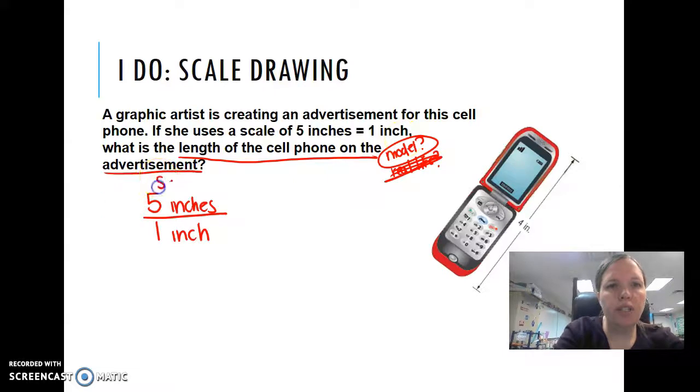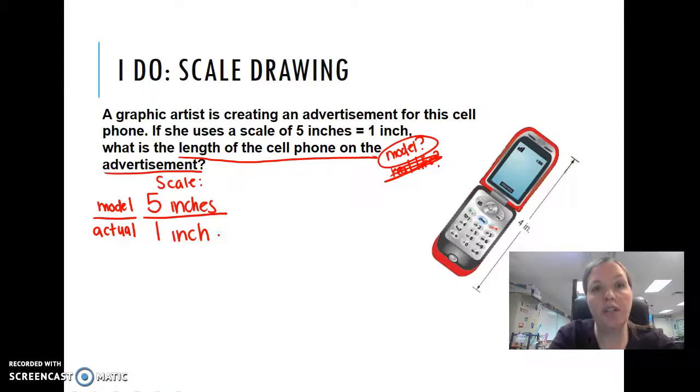So this is my scale, and I'm going to remind myself that scale is model over actual. This is real life. So 5 inches on the model, so they must be trying to make a big model, because 1 inch in real life is being taken to 5 inches on the model. Maybe they're making some kind of billboard, so they want the cell phone to look really large.